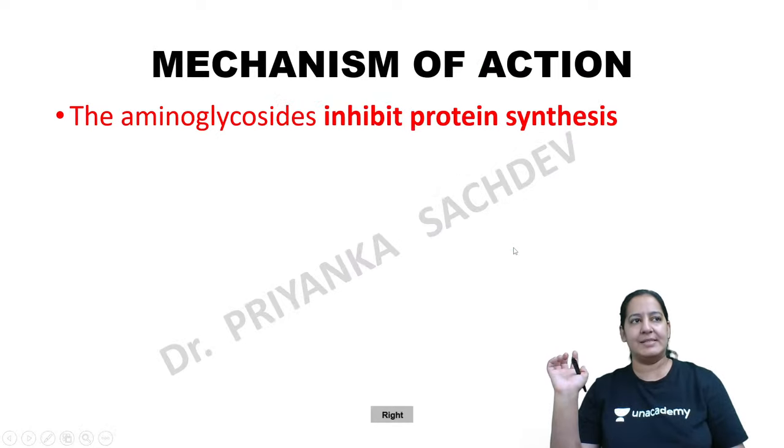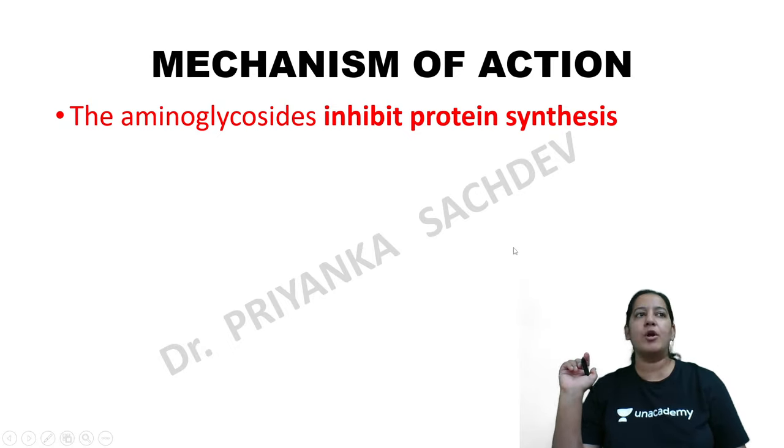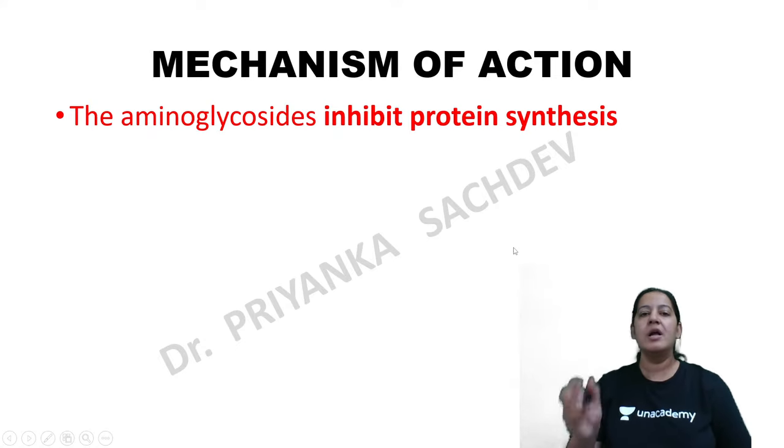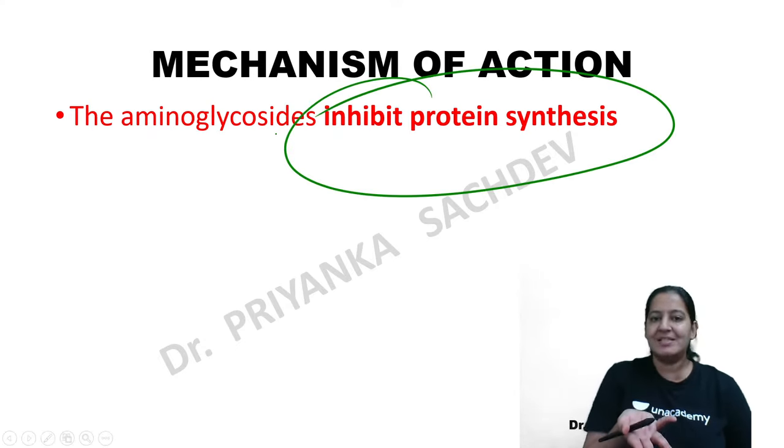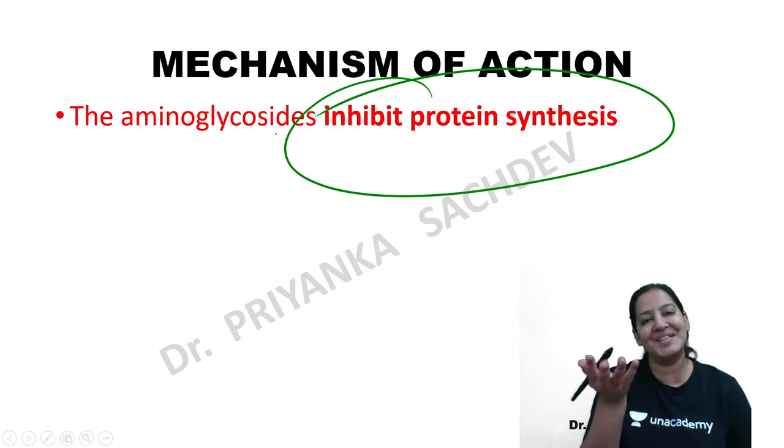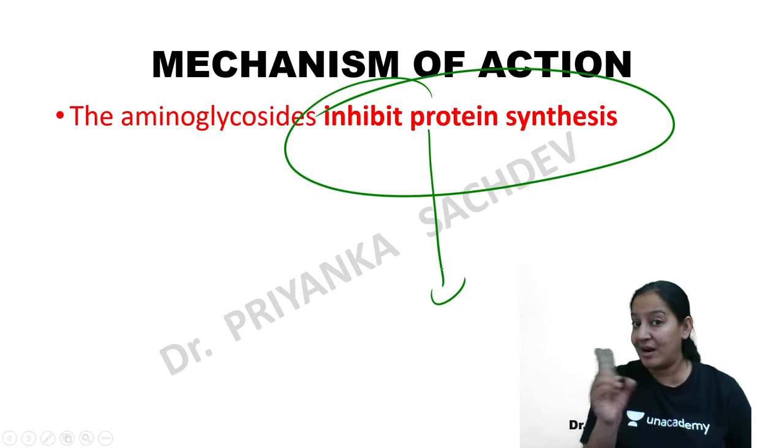So tell me, yes. Vivek, not 30S, it is 50S. Still it is 50S. Right? On the 50S ribosome, yes Sophie. It is on the P window and step number 1, that is initiation. So it inhibits protein synthesis. Of course it inhibits protein synthesis. The chapter is protein synthesis inhibitors. But at your level, saying just that is not enough.